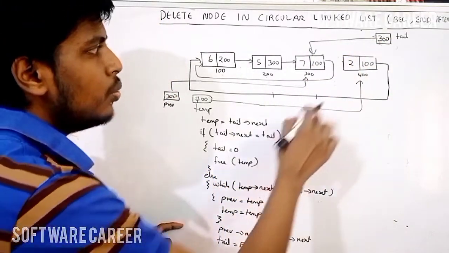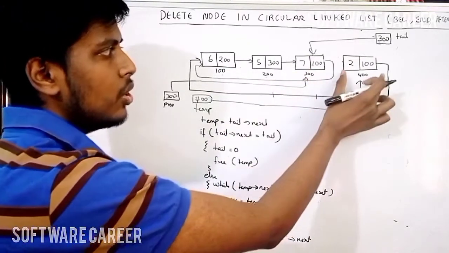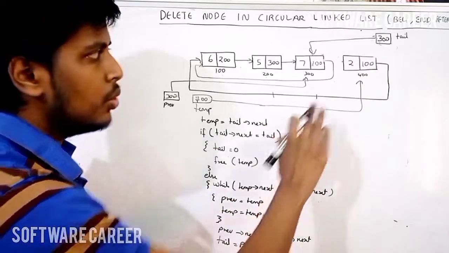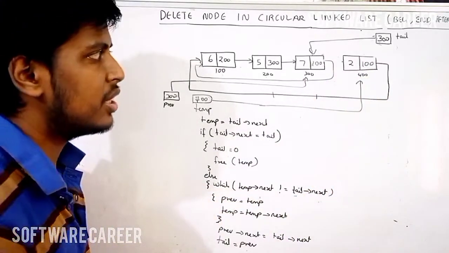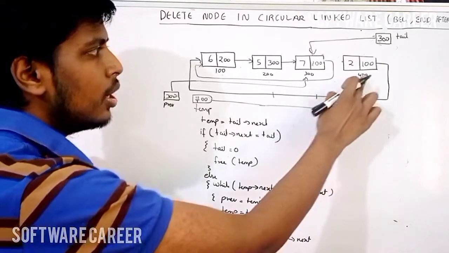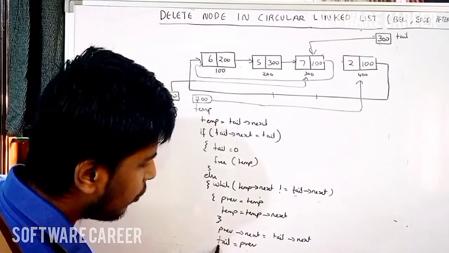Now you have created a circular linked list with 3 nodes. Now this is not considered a part of the list. This is a garbage value. You should delete this from memory, or else it causes memory wastage. So how to delete? See here. Now 400 is accessed through this temp pointer, so I am writing free temp.